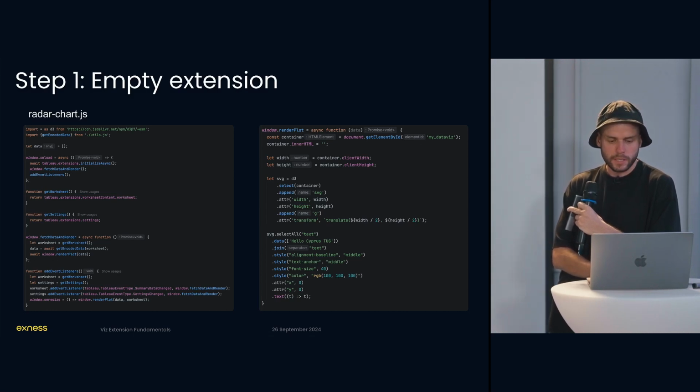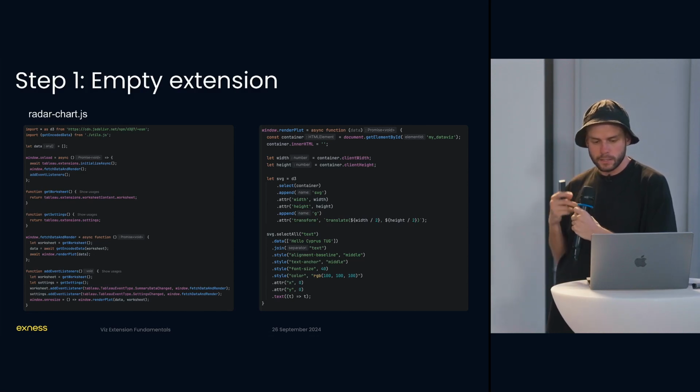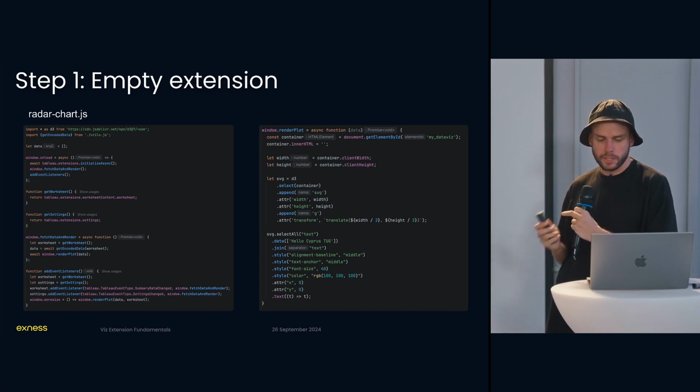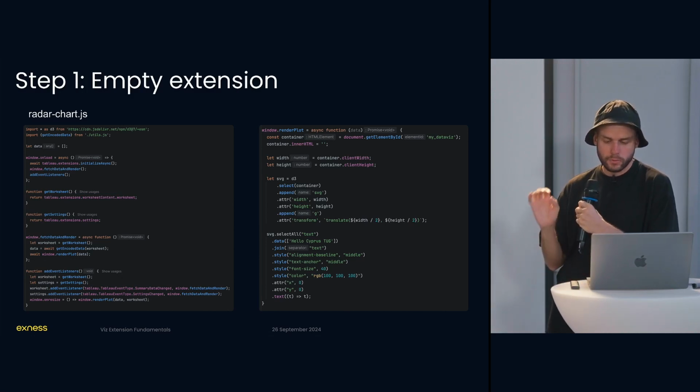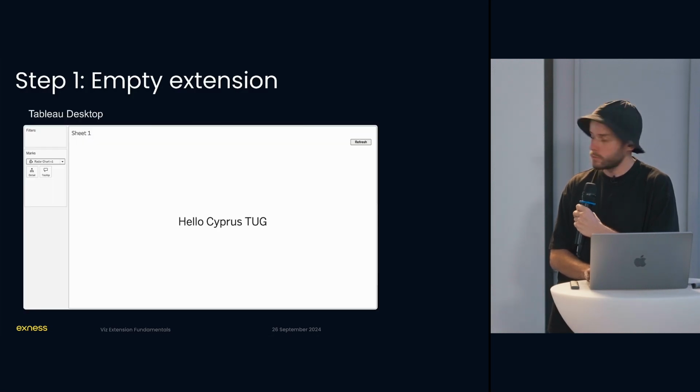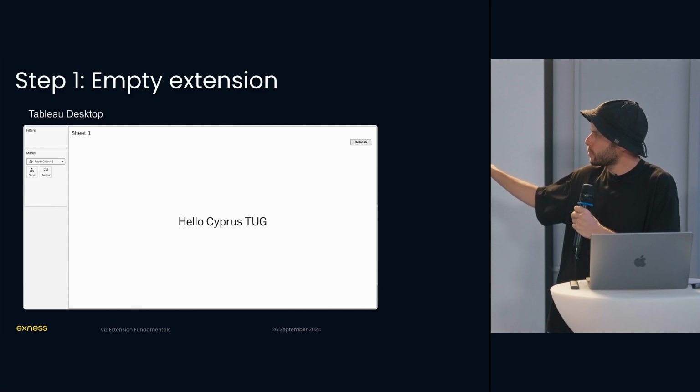That's all on the left side, and on the right side I've created a random plot function. It's needed, we will upgrade it step by step, but at the first stage I decided to show only one label, Hello Cyprus Tableau user group. It's here. And let's see how it looks in Tableau Desktop. As mentioned, the Hello Cyprus text is in the middle of the worksheet, and the refresh button is in the top right corner.